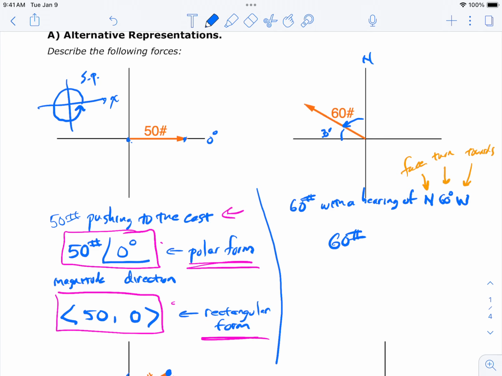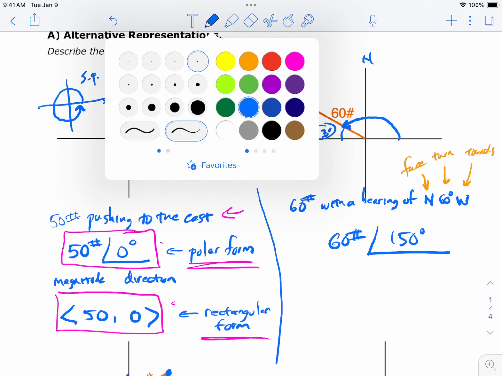60 pounds! And what would be my direction? Now here's the thing. We're supposed to use standard position. So again, that's rotating from the x-axis over to here. So if that's a 30, this would be 180 minus 30. This would be 150 degrees. And so let's make a note to ourselves here.